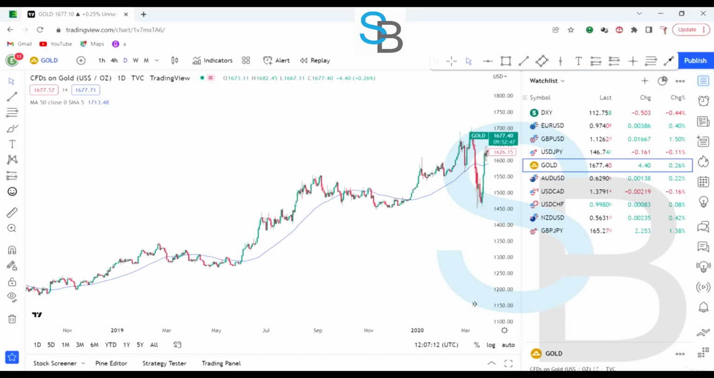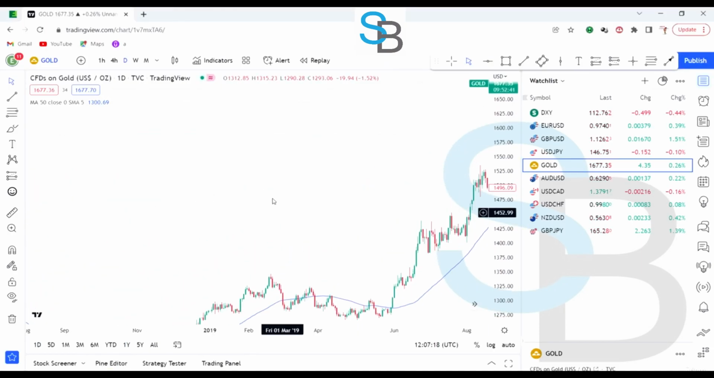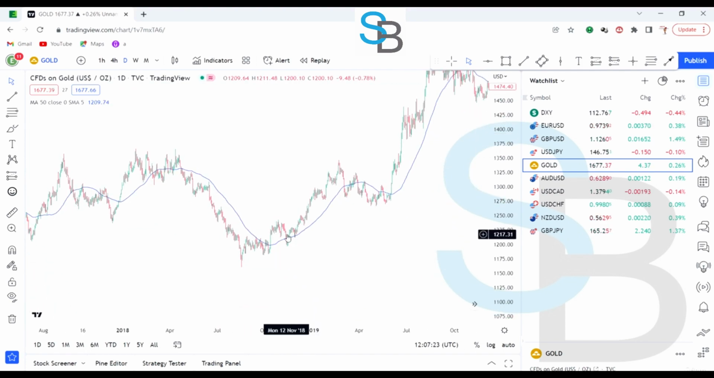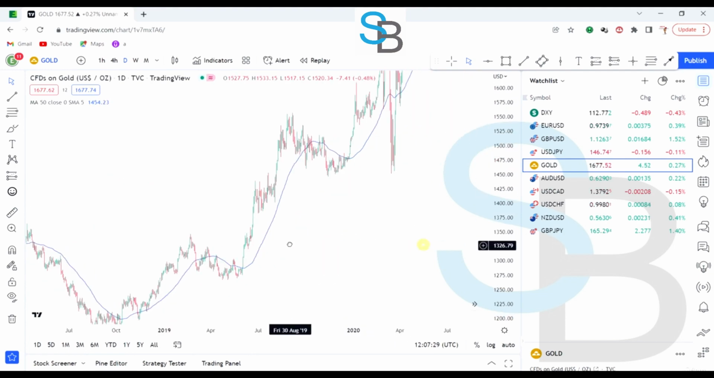So we can see at points like this, after we entered here, the market continued trending. So in cases like this, we might want to continue going with the trend.